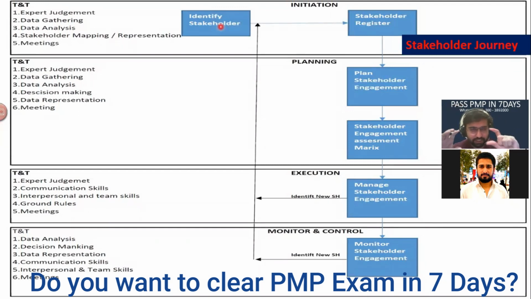Then in manage, you are communicating and ensuring that the engagement level remains there. In monitoring and control, you check that the current engagement level and desired engagement level are according to your requirement. And if it is not, you identify the root cause and try to resolve the problem. That is all about the stakeholder journey. Master it for your PMP exam.